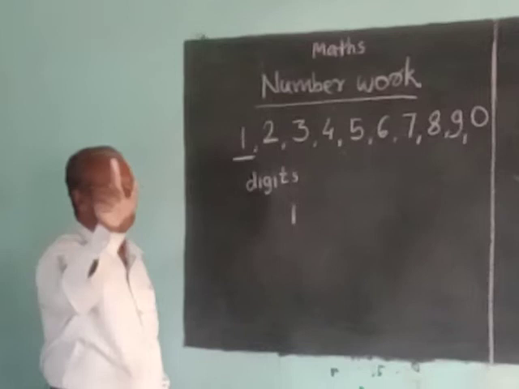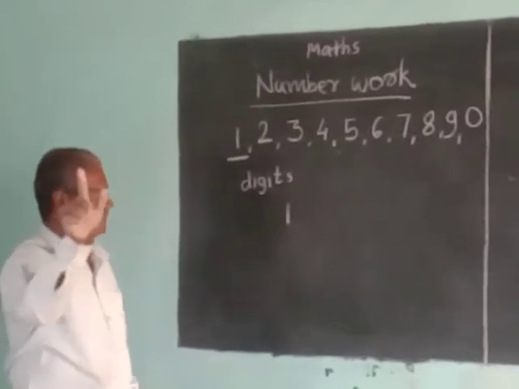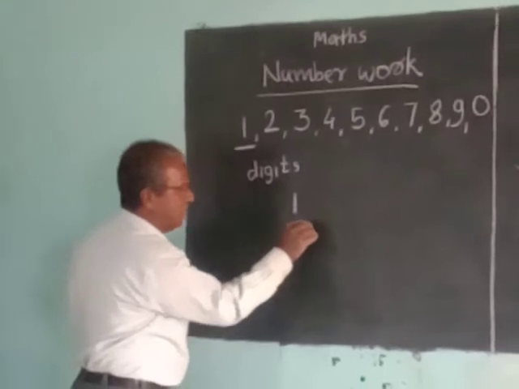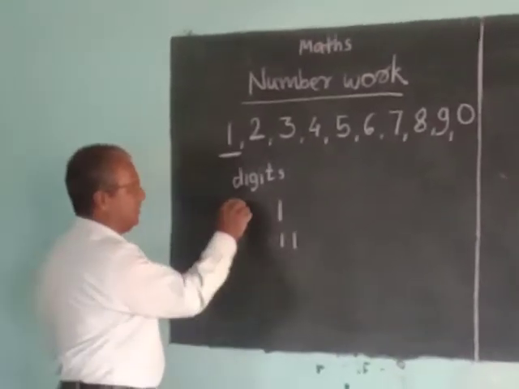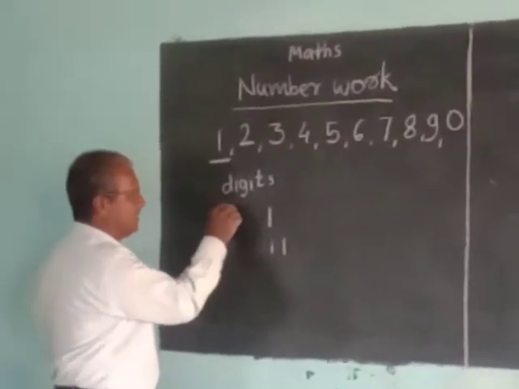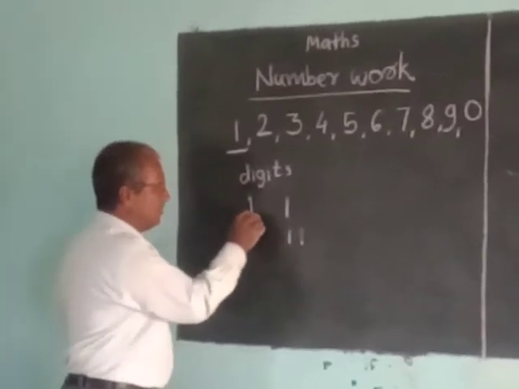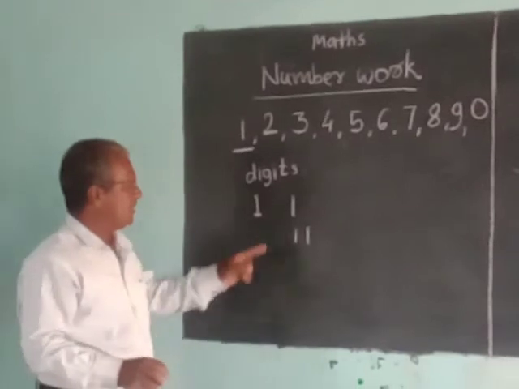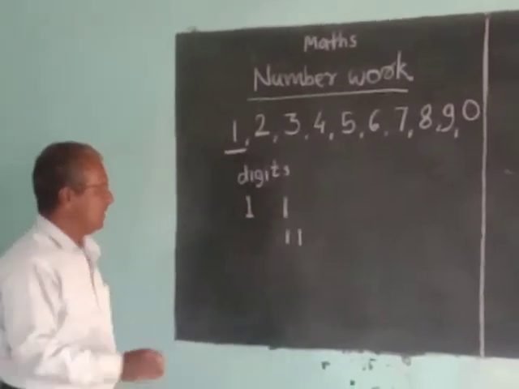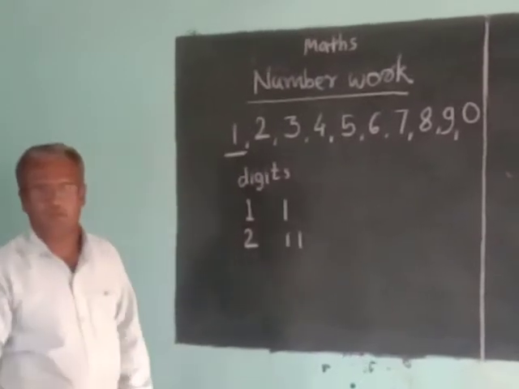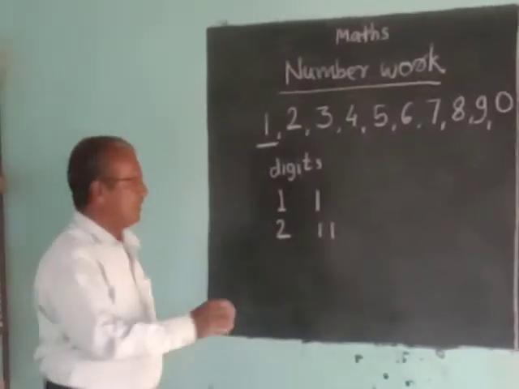These are two fingers. I draw two lines here. This symbol is used to show the number one. Two is used to show two fingers.